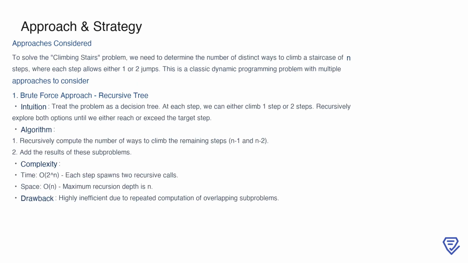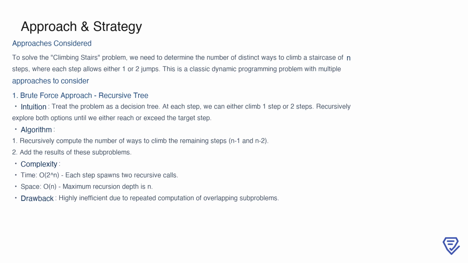To solve the climbing stairs problem, we need to calculate the number of distinct ways to climb a staircase with n steps, where each step allows either one or two jumps. One approach to consider is the brute force method, which uses a recursive tree to explore all possible combinations of steps. The intuition here is to treat the problem like a decision tree.